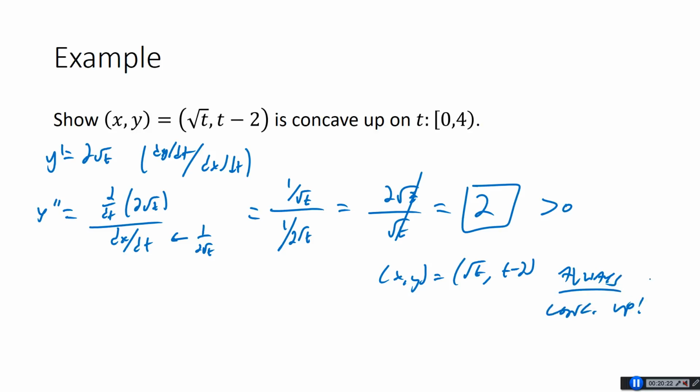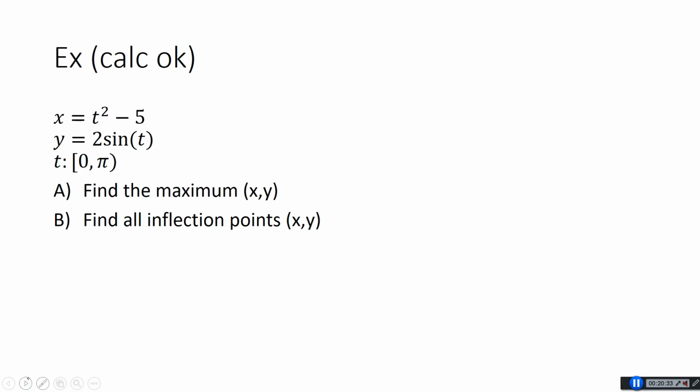Not only from 0 to 4, but everywhere, which makes sense because we know it's a parabola like this, which is always up like a cup. Cool. All right, moving right along. So I have an example here where I'll use a calculator, not calculus. I've got a calculator ready to go, so let's see how we do here.